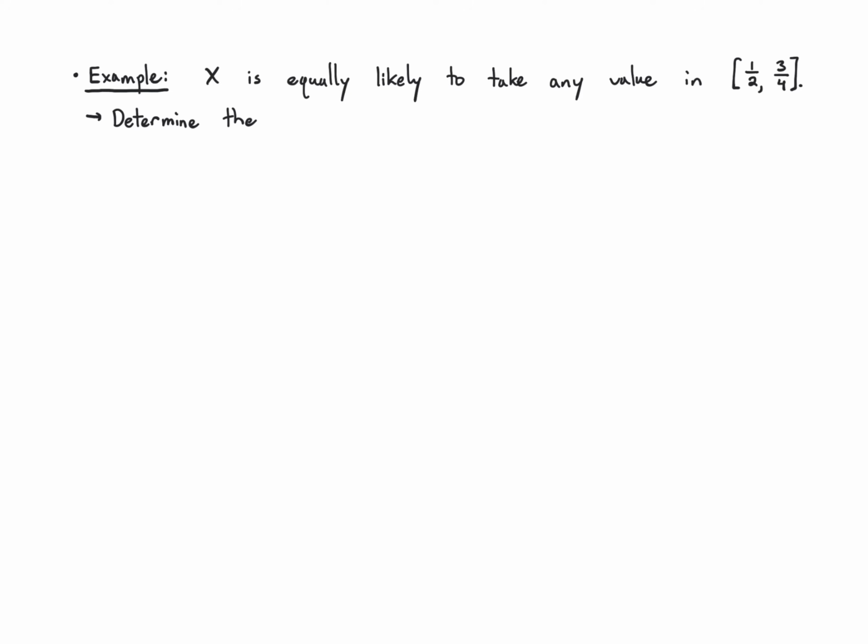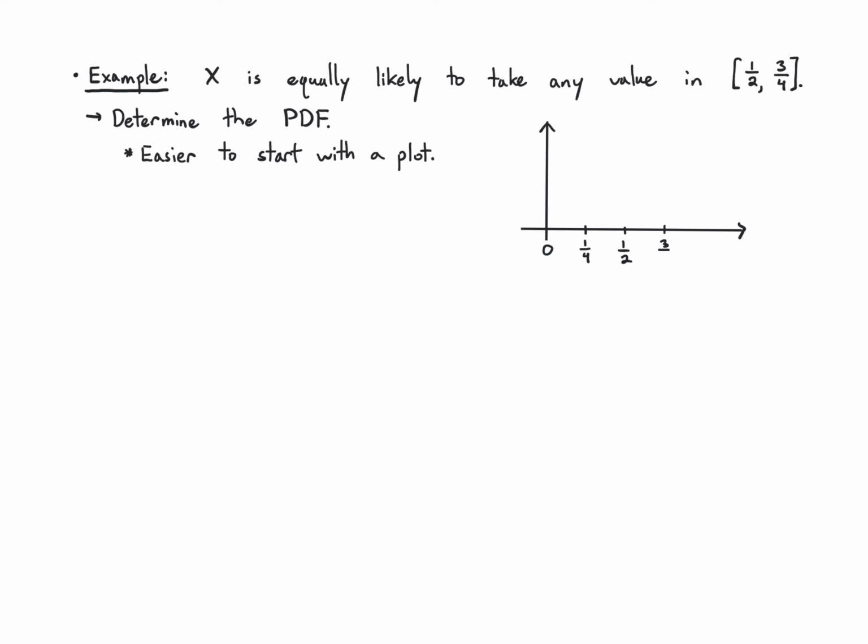So as an example, let's say I have this random variable x. I tell you it's equally likely to take any value in the interval from 1/2 to 3/4, and I want to figure out what its PDF should be. It's easier to start with a plot. So we know it's equally likely, so we want a plot that's going to be flat between 1/2 and 3/4.